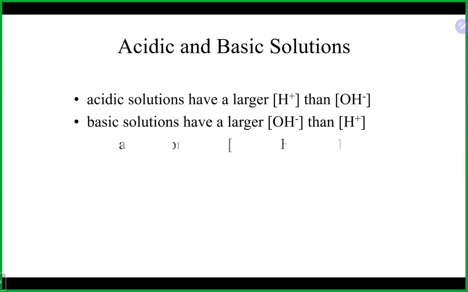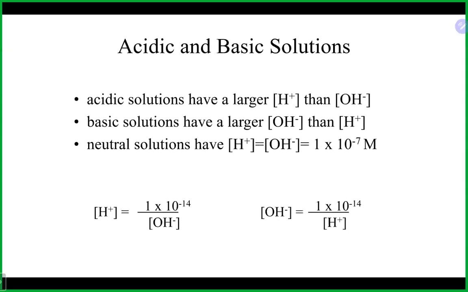The good news is it really is the same calculation regardless of which one you're doing. You're basically going to take 1 times 10 to the minus 14 and divide it by the other concentration, and that will give you the one you're looking for. So if you have the hydroxide concentration, 1 times 10 to the minus 14 divided by it will give you the H plus concentration, and vice versa.